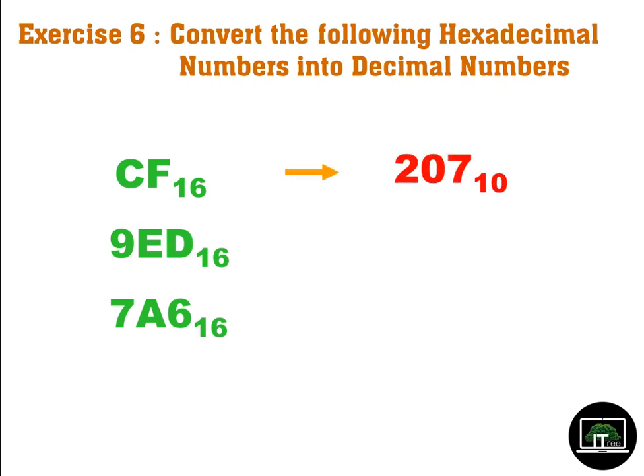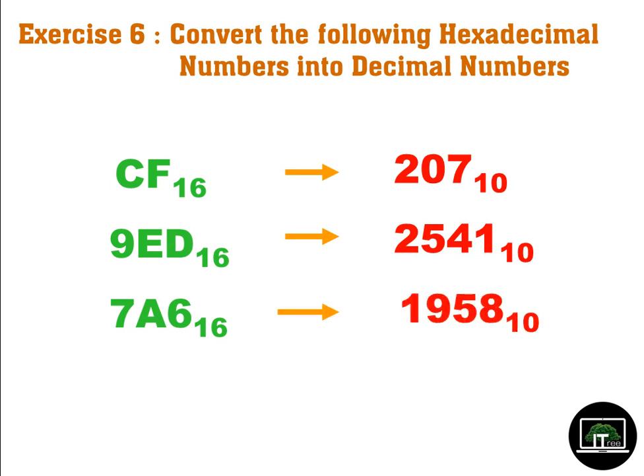So now when you convert CF from hexadecimal to decimal, it becomes 207. If you say 9ED, it is 2541. When you convert 7A6 from hexadecimal to decimal, you get 1958.